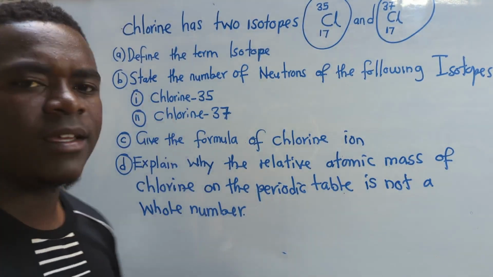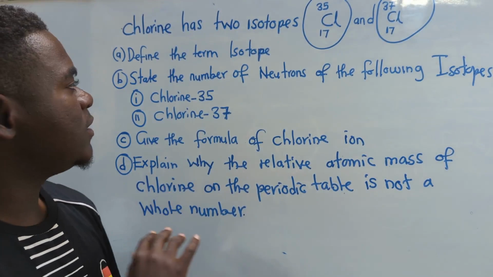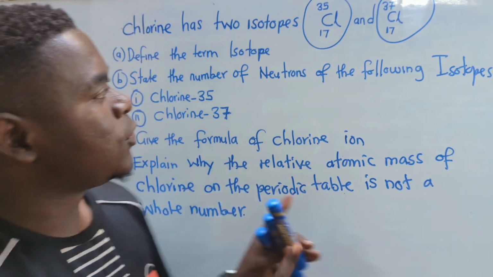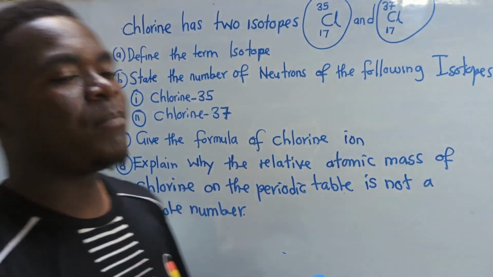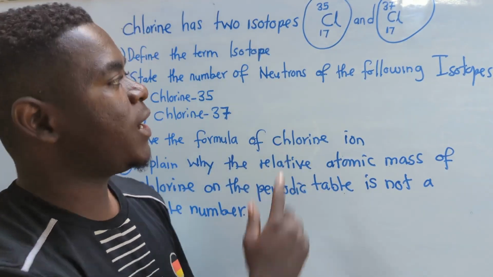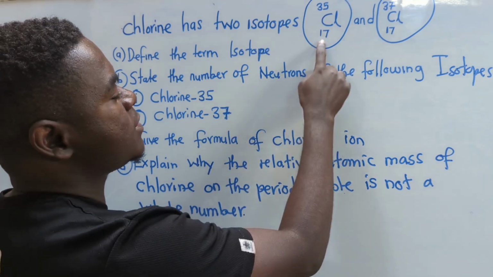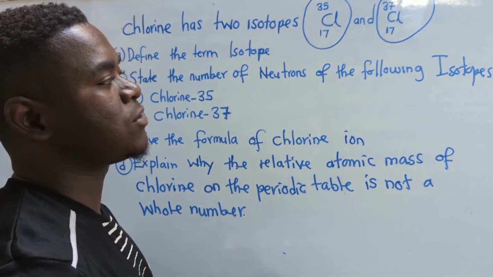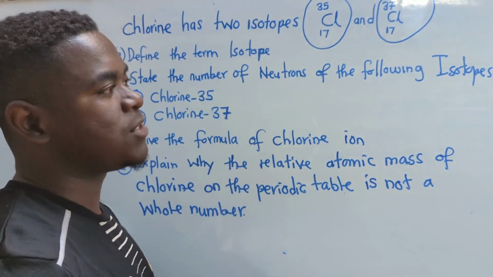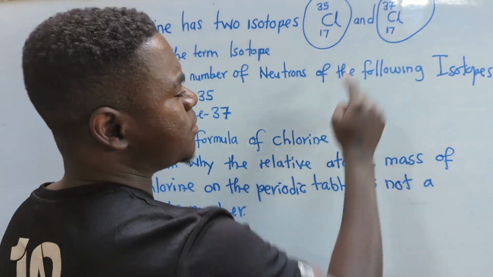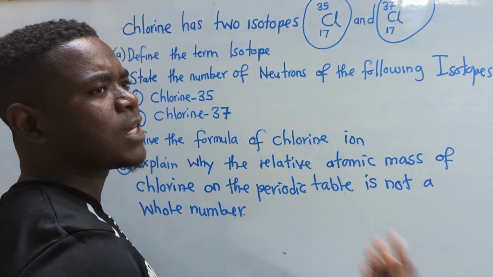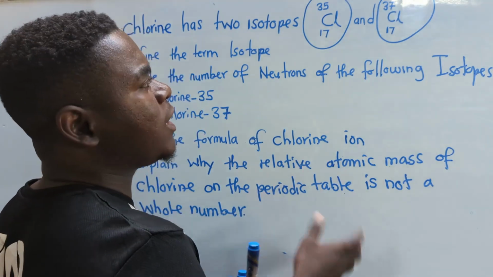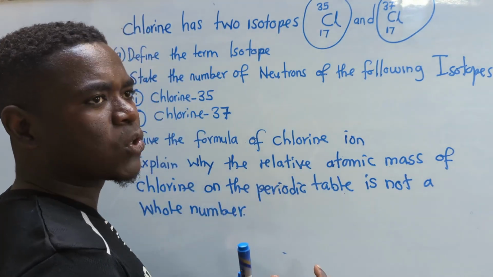Then the first question here is telling us to define the term isotope. They want us to define the term isotope. Look at these two. Are you able to see some differences? Oh yes, we are able to see some differences. The proton number is the same. I want to teach you how to define an isotope in an easy way. The proton number is the same. The other name for proton number is atomic number. The mass number is different. The other name for mass number is nucleon number.